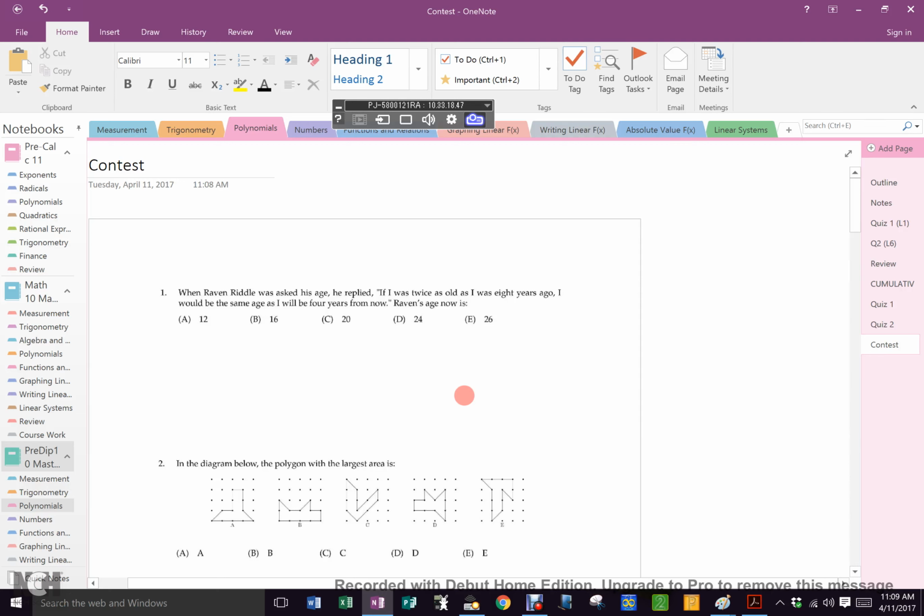Okay, guys, let's go over this. So, Raven has an age that equals x. 8 years ago, Raven was x minus 8. And 4 years from now, he is x plus 4.